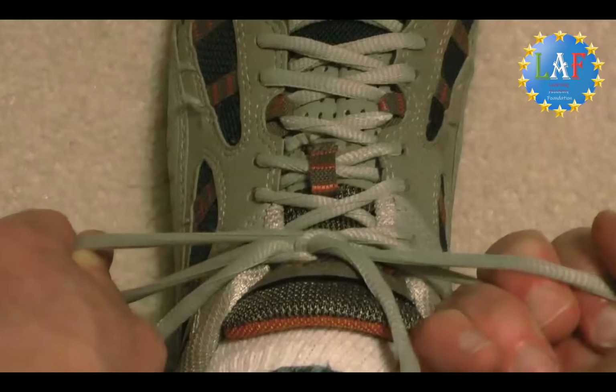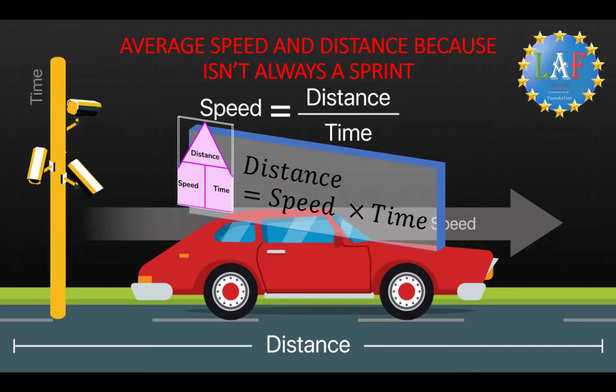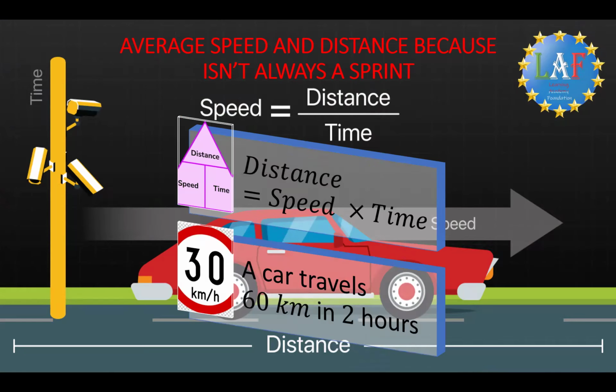Let's calculate. Speed equals distance over time. So distance equals speed times time. For example, a car travels 60 kilometers in 2 hours. Average speed, 30 kilometers per hour. Now, convert that to meters per second. Multiply by 1,000, divide by 3,600.